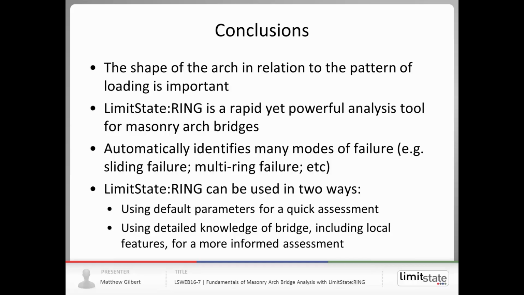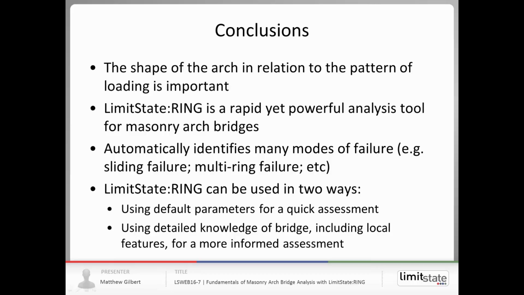LimitState ring, as you have hopefully seen, is a powerful yet relatively simple tool which automatically identifies lots and lots of failure mechanisms, sliding failure, multi-ring failure, and so forth. And there are two ways in which we can use the software: one, using default parameters, and secondly, if we have more information, then we can incorporate details of the real structure into the model.